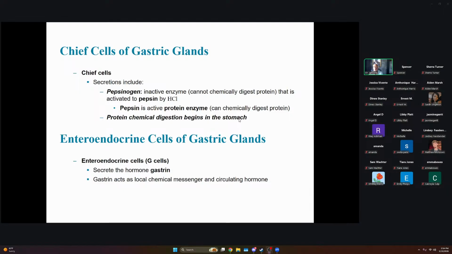So very, very important, because we certainly want those proteins to be monomers. We want them to be amino acids by the time they get to the small intestine, so we can use them and not excrete them as waste.